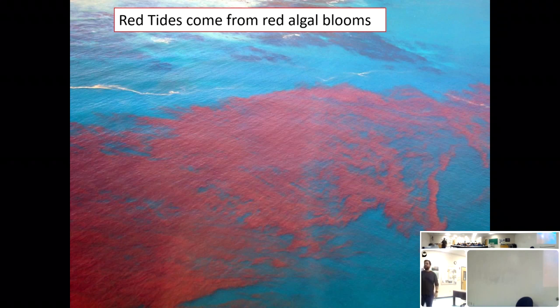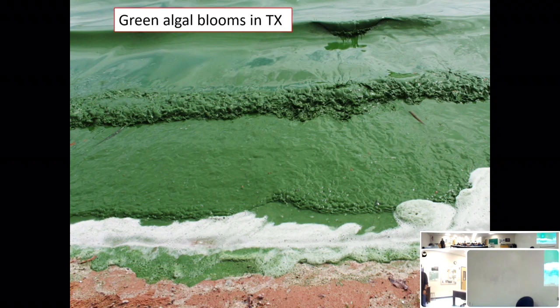So a lot of algae is red, right? You've probably heard of things like red tides. Has anyone ever heard of that? Red tides. And then sometimes you get, oh, that's totally gross looking. I'm surprised that doesn't happen here. I've never seen it look like this, but this is in Texas. That's a green algal bloom. So sometimes algal blooms can make the water look different colors.